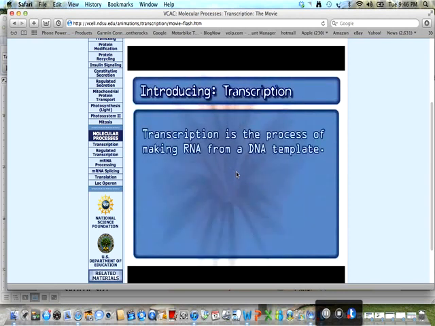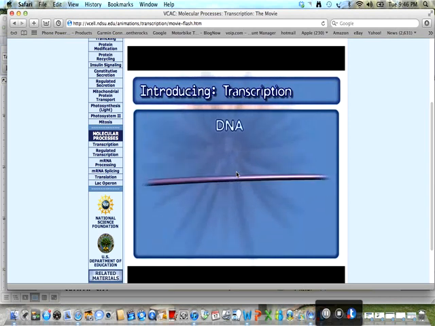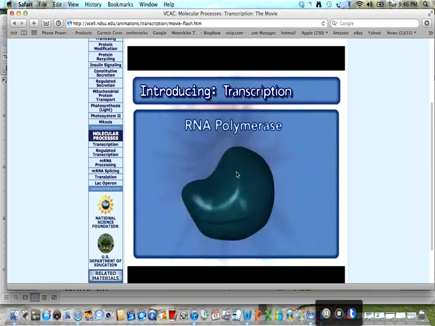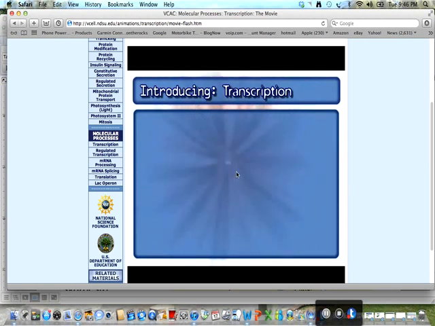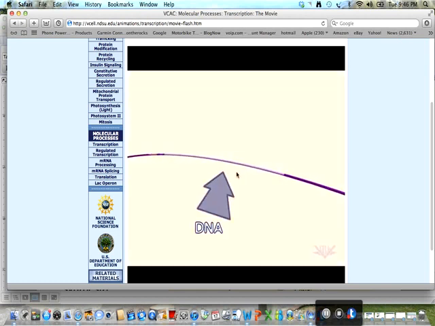Transcription is the process of making RNA from a DNA template. Several key factors are involved in this process, including DNA, transcription factors, RNA polymerase, and ATP. Transcription begins with a strand of DNA.